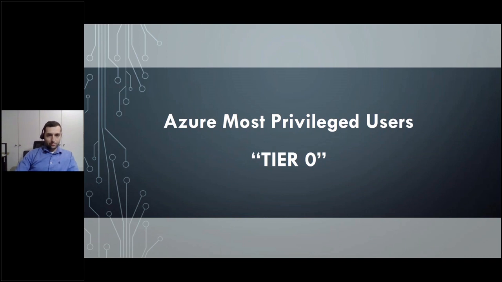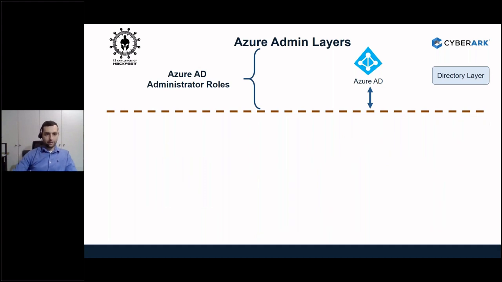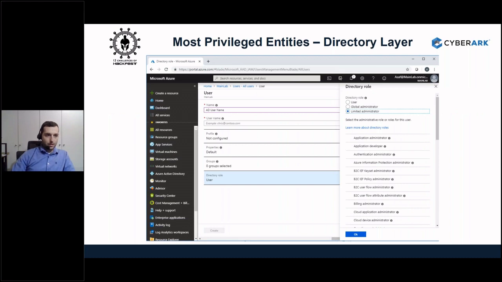So think also how to discover them. First of all, we will start in the above layer of the directory layer in the Azure Active Directory. You can see that when I'm creating a new user to Azure, I can choose and assign it a directory role. The user could be a regular user, global administrator, or one of the listed so-called limited administrator roles. These are the three options.